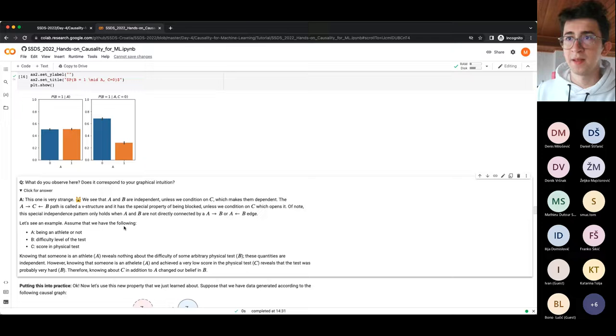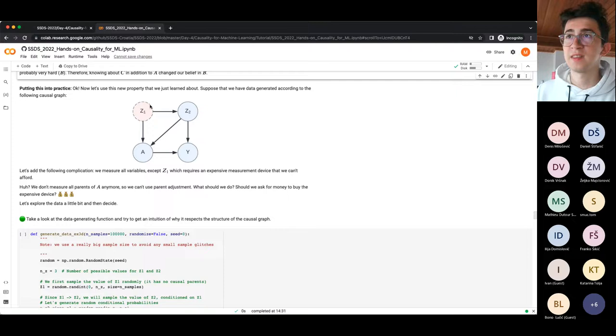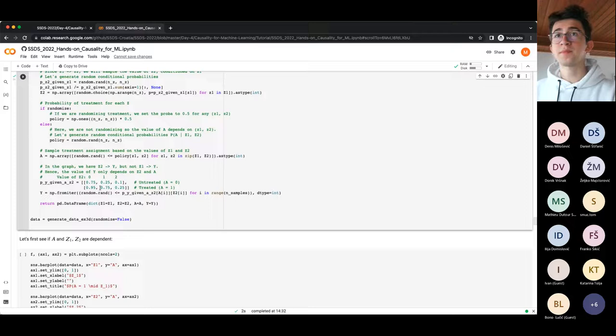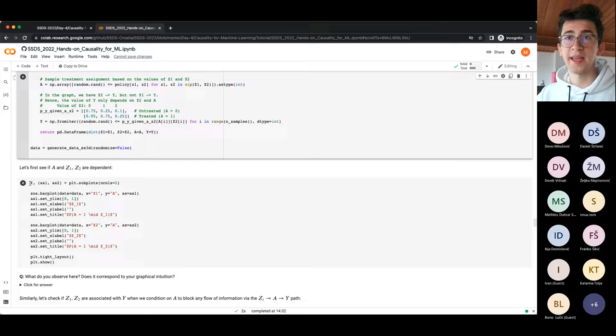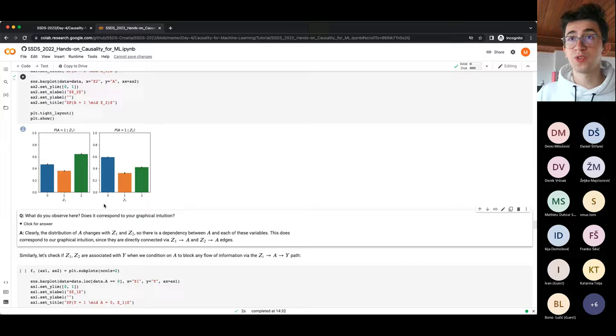Now we put our knowledge to the test, to practice. We are going to assume a slightly more complicated structure. It has these two Z nodes, out of which one is not observed. Let's generate the graph according to this. That is done. Now let's check the dependency between A and these latent nodes. We can see that the distribution of A clearly changes with Z1 and Z2. So there's certainly a dependency between those. We see all of them being different. There are no equal probabilities here.